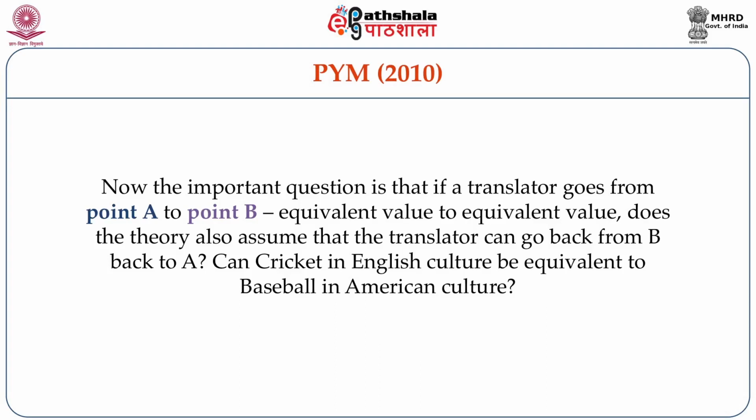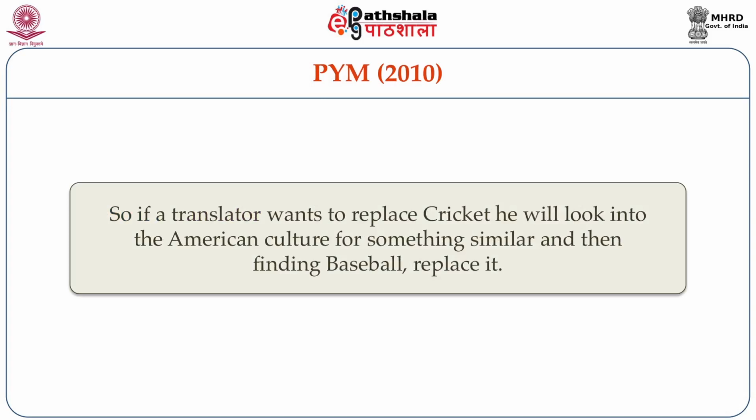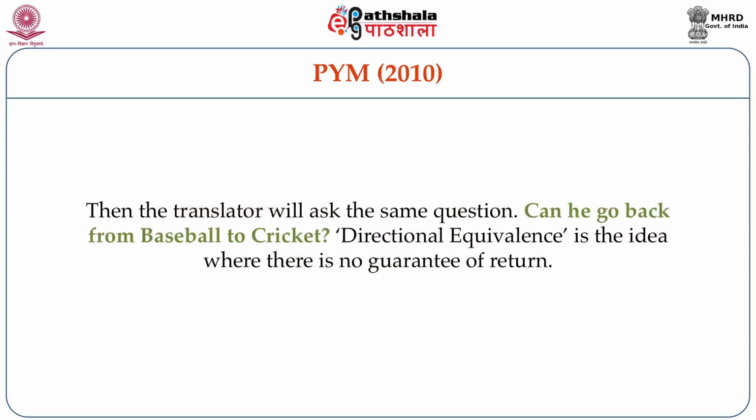Can cricket in English culture be equivalent to baseball in American culture? So if a translator wants to replace cricket, he will look into the American culture for something similar and then, finding baseball, replace it. Then the translator will ask the same question: can he go back from baseball to cricket? Directional equivalence is the idea where there is no guarantee of a return.